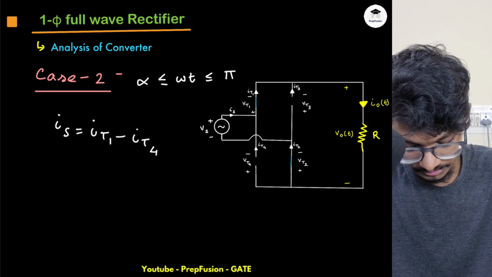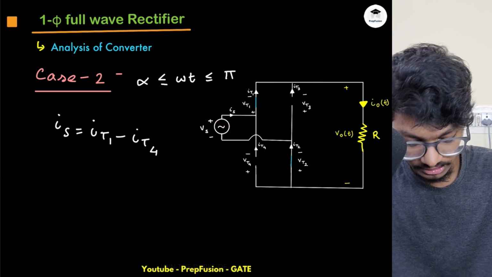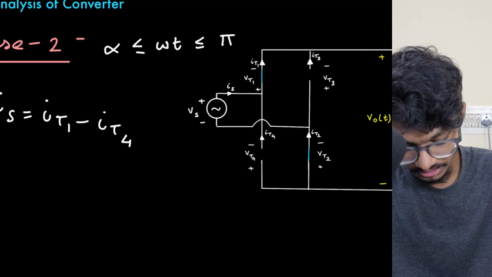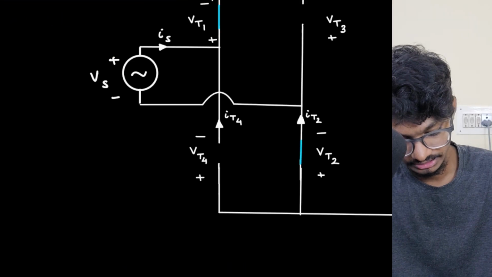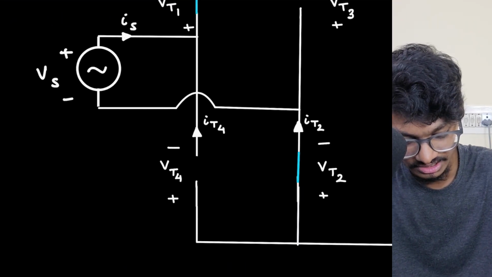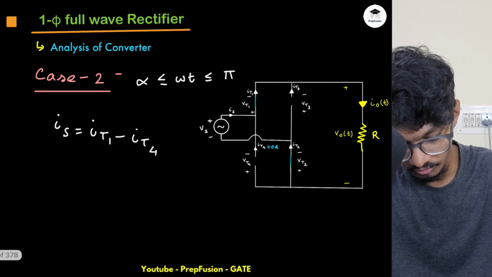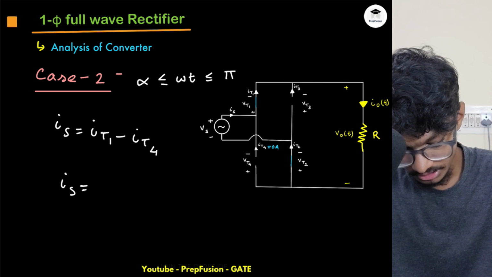So this is my current equation of the source current. What can I say about it? One thing I can say is that this IT4 is 0, because obviously the SCR is in the reverse blocking mode and no current can flow. So this IT4 is 0. So obviously what will be my IS now? My IS is equal to my IT1.